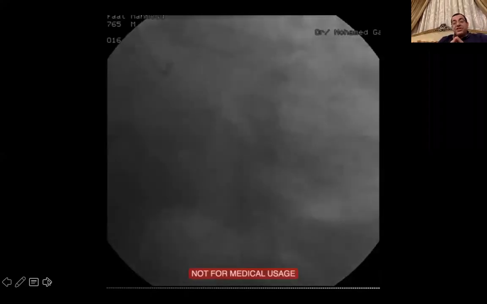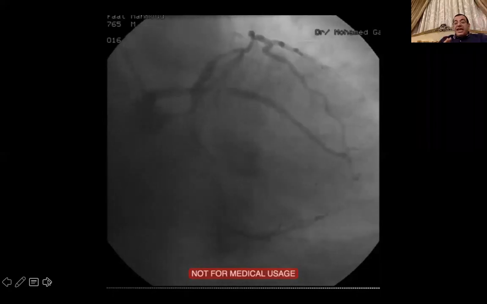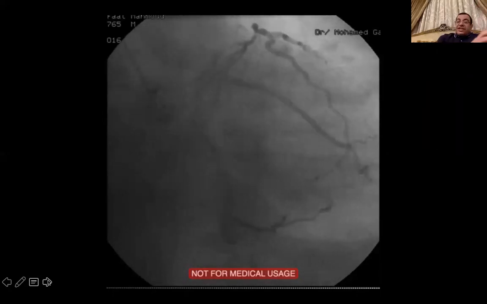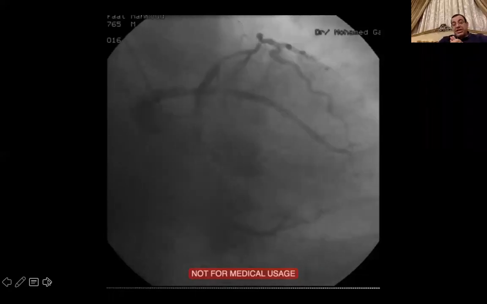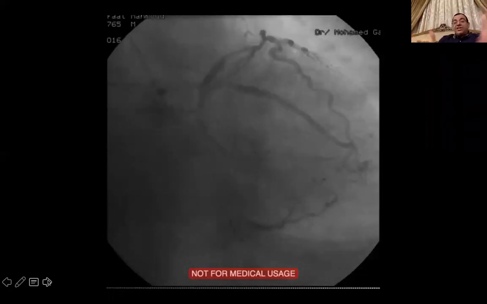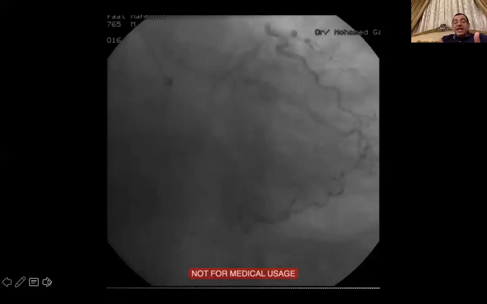He came to us with non-ST elevation myocardial infarction, and this was his angiogram. The angiogram showed the right coronary artery was almost subtotally occluded. I did the right coronary artery 2 days before this, looking at the trifurcated left main disease.